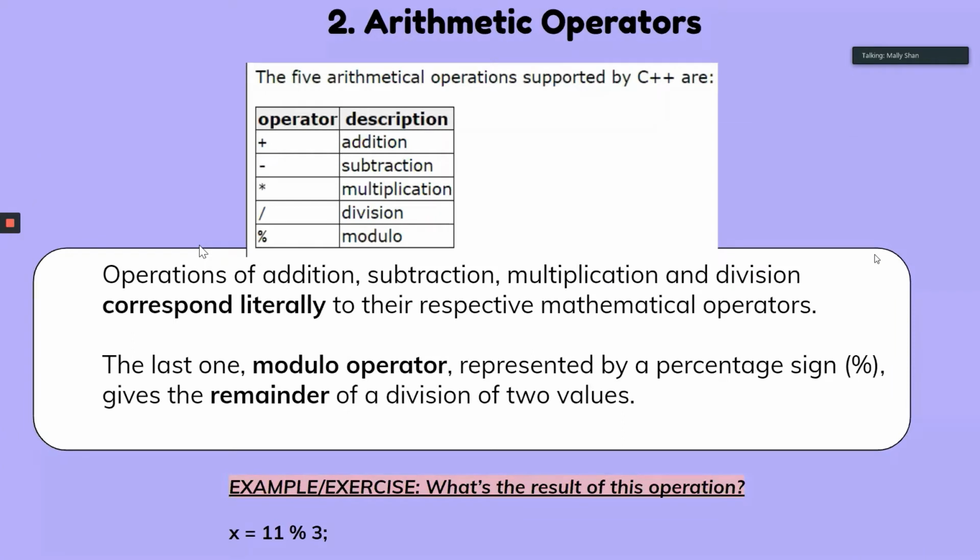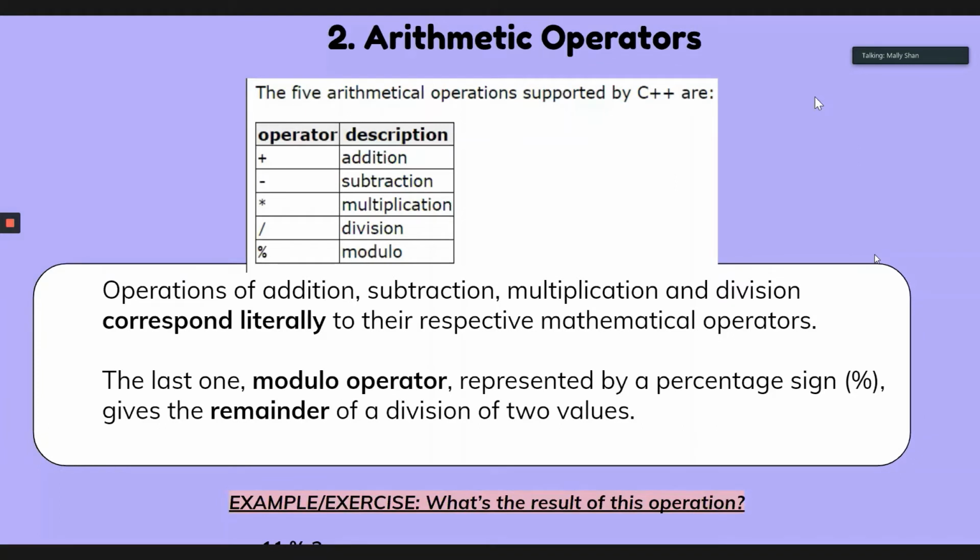The next operator is arithmetic operators. So this is where you guys can actually do some math, and you can actually do something for your program. So the 5 arithmetic operations are addition, subtraction, multiplication, division, and modulo. So you probably already know these 4. This is basic simple arithmetic, and they literally correspond to whatever math you know. So addition is addition. There's nothing fancy or tricky here. But the last one, the modulo operator, represented by the percent sign, gives the remainder of a division of 2 values.